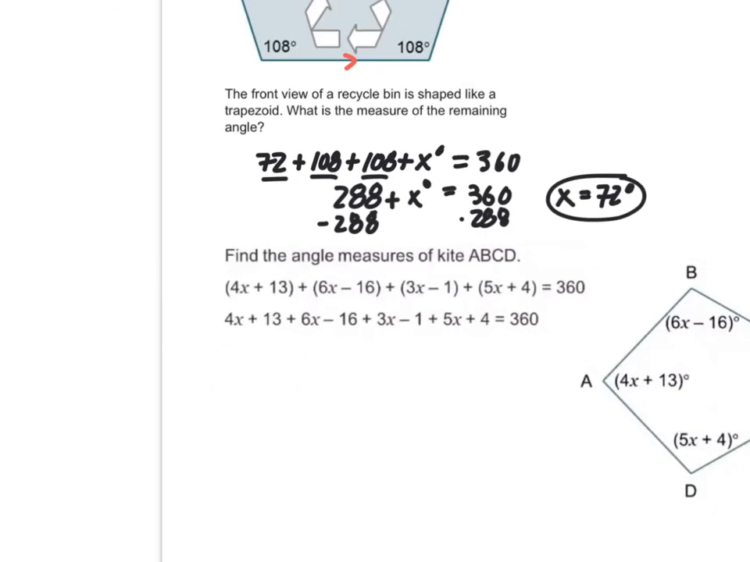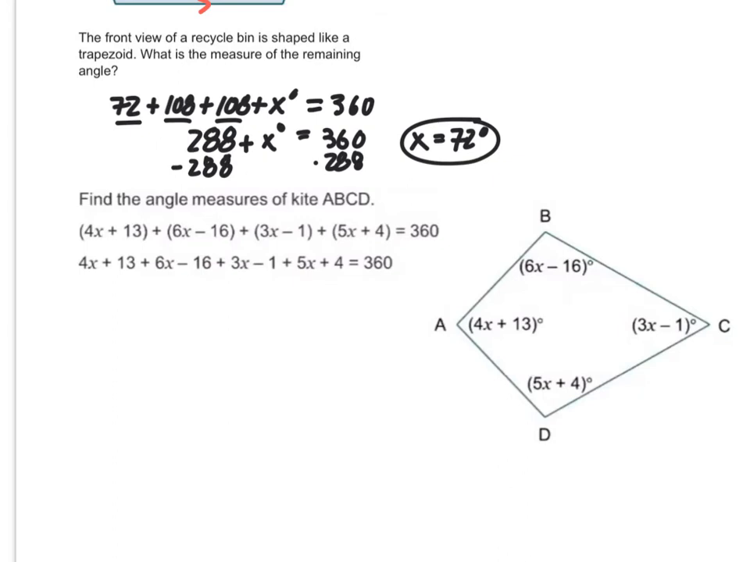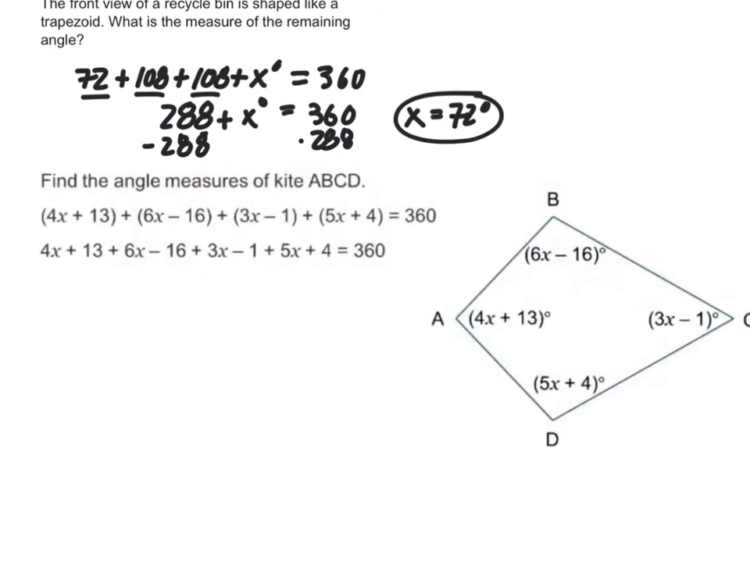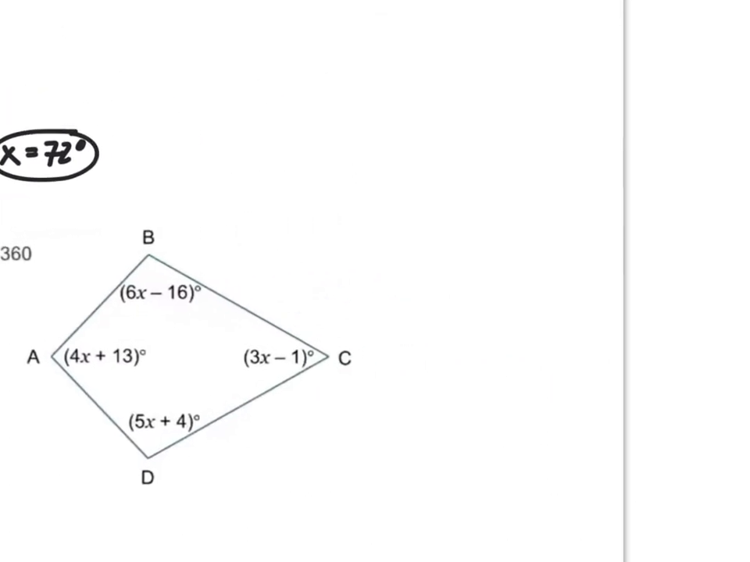All right, so now let's take a look at a problem like this. Find the angle measure of this kite, ABCD. They gave us all these different angle measures, and we need to find what angle A is, what angle B is, what angle C is, and what angle D is. In order to figure that out, we have to solve for x.